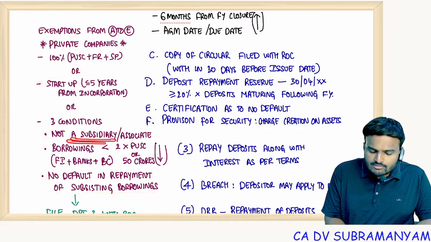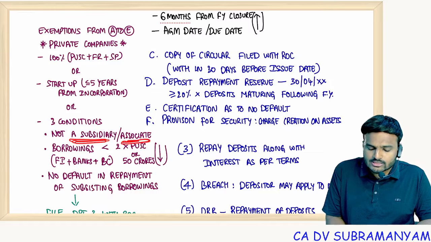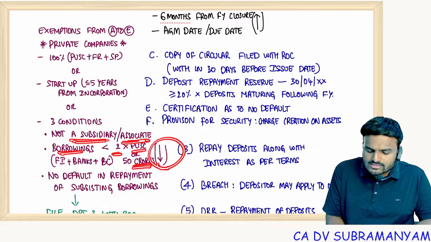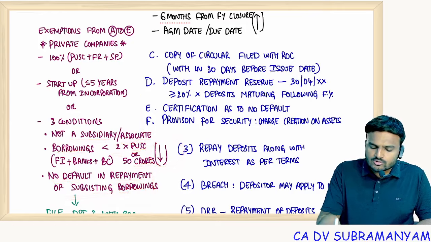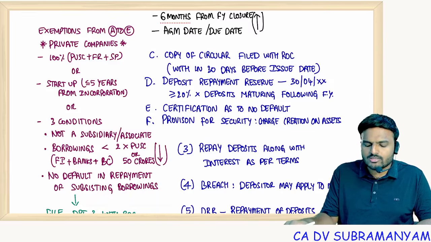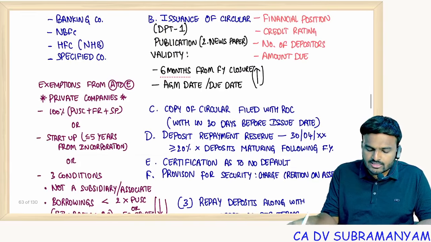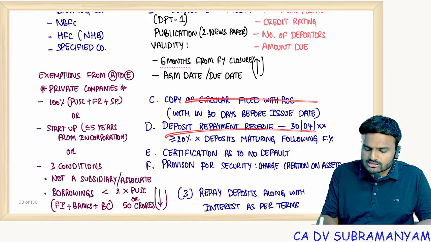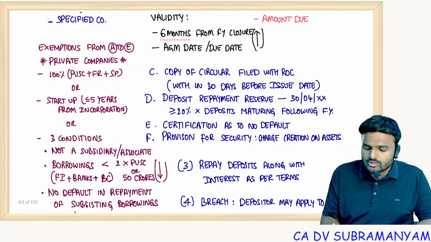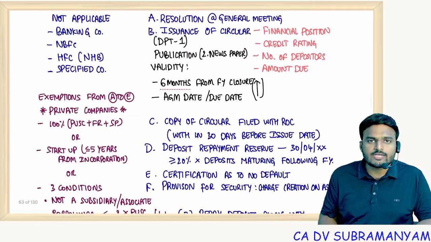Other body corporates should not be involved, this company should not be a subsidiary, not an associate. Total borrowings less than twice of the paid up share capital or 50 crores, whichever is less, and no default in repayment of the subsisting borrowings. For these companies, these conditions are not applicable. These A, B, C, D, E conditions are not applicable. Issuance of circular, filing of circular, deposit repayment reserve, certification as to no default are not applicable.